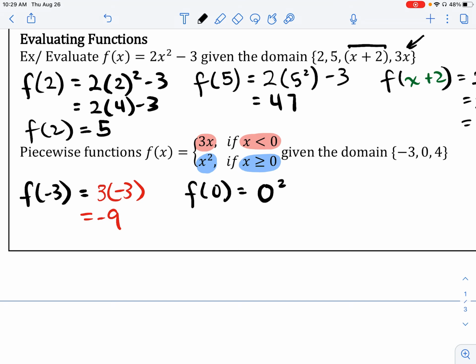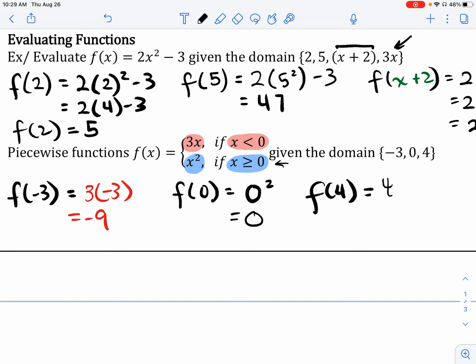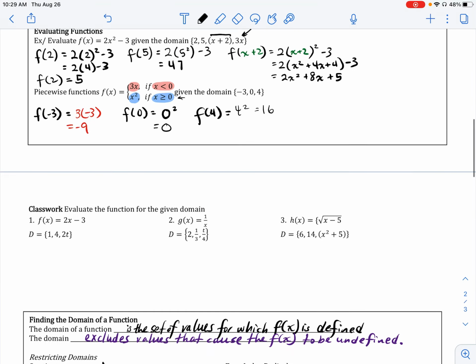0 is equal to 0, so I'm just going to say that this would be equal to 0. And finally, try f of 4, and hopefully you're getting this by now. We know that when we plug in 4, we're going to plug it into this particular piece, so 4 squared is equal to 16. Okay?